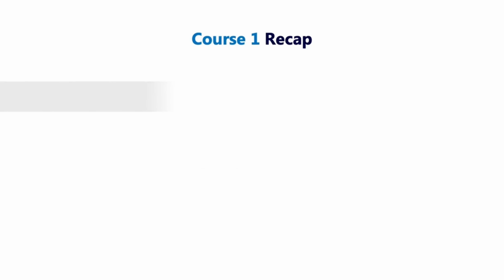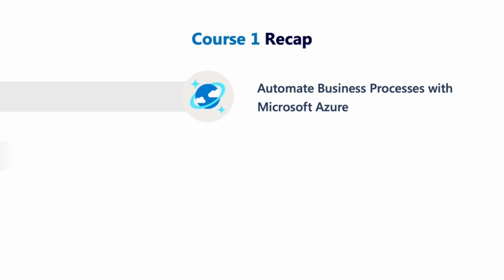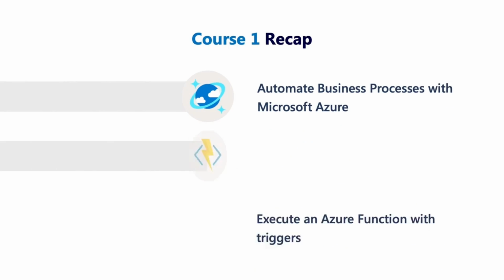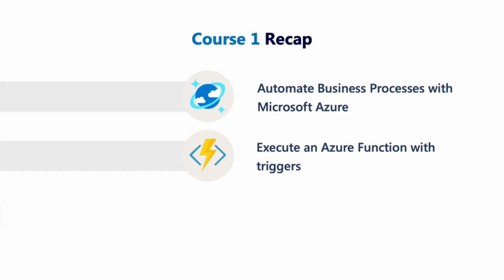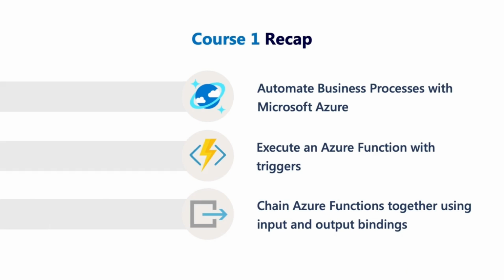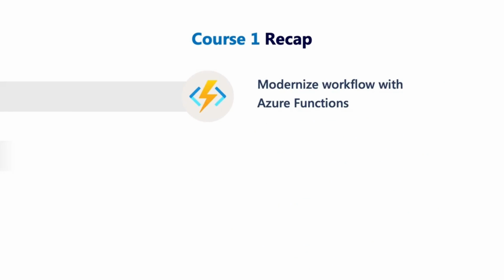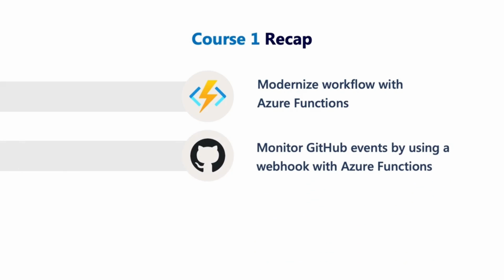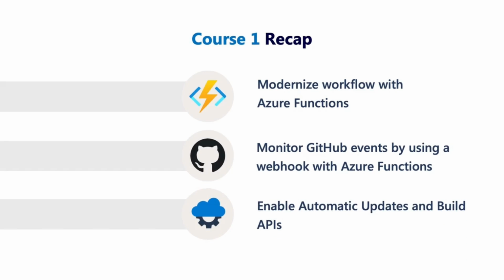You first learned how to automate business processes with Microsoft Azure. Then you explored how to execute an Azure function with triggers. Next up, you chained Azure functions together using input and output bindings. And from there, you looked at how to modernize workflow with Azure Functions. Next was how to monitor GitHub events by using a webhook with Azure Functions. And finally, you explored how to enable automatic updates and build APIs.